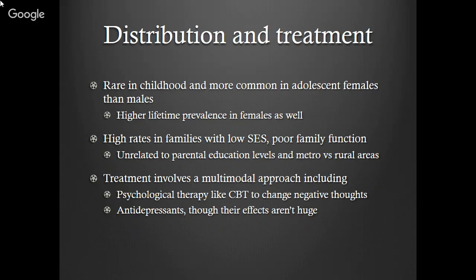Distribution is kind of interesting. So it's rare in childhood and it's more common in adolescence and has a higher lifetime prevalence in females. Poor family function can contribute to it. And then treatment, there's antidepressant medications, which you'll do next year, or there's a whole lot of psychological therapies. The medications are kind of on it, so psychological tends to be a better therapy.